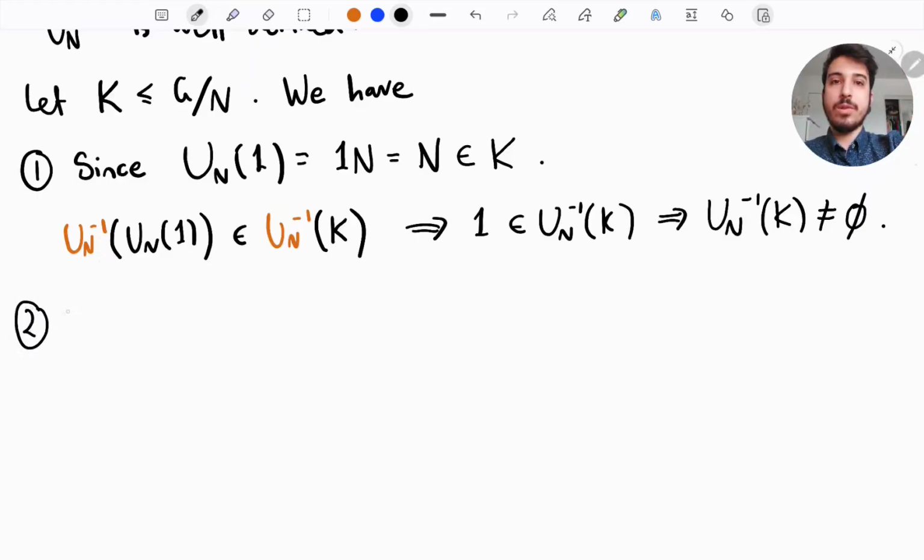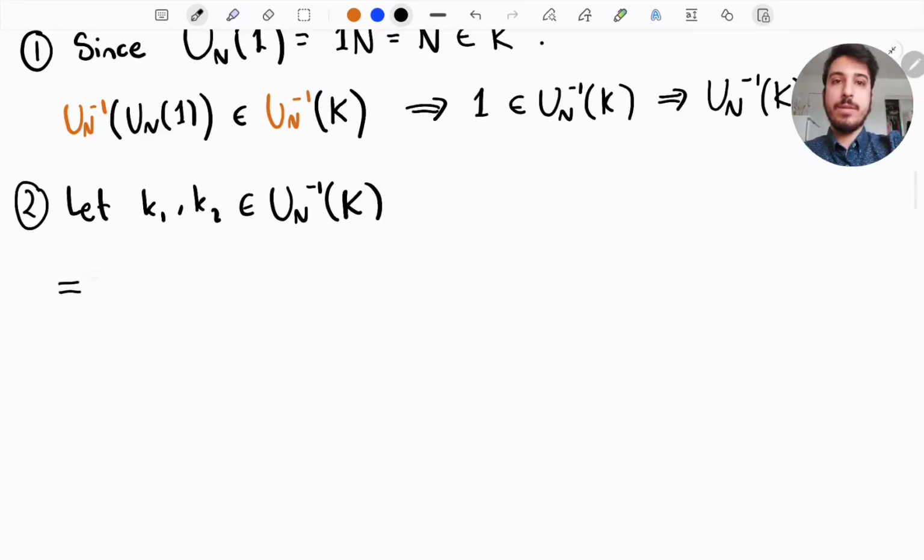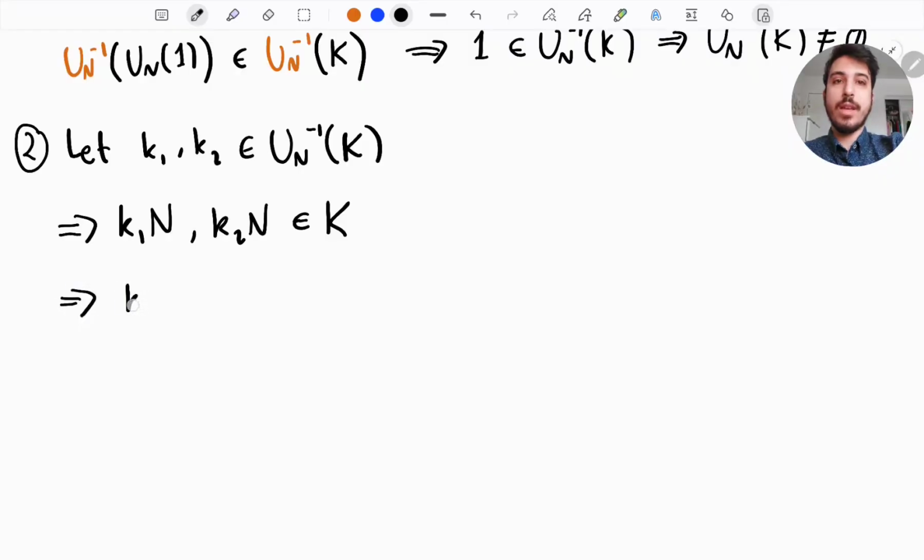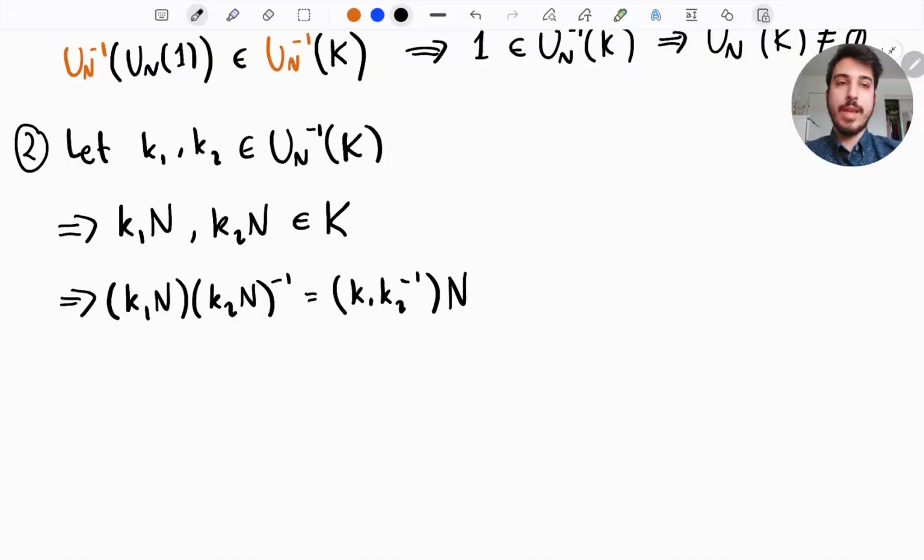The second step, of course, let k1, k2 be two elements in u_N inverse of K. We would like for k1 k2 inverse also to be an element in u_N inverse of K. Because k1 and k2 are elements of this, then k1N and k2N are elements in K. Remember that u_N inverse contains k1, k2, so if you apply u_N by taking the cosets of N, it will be inside K. So if you take k1N times k2N inverse, this is equal to k1 k2 inverse N, equal to the coset k1 k2 inverse.